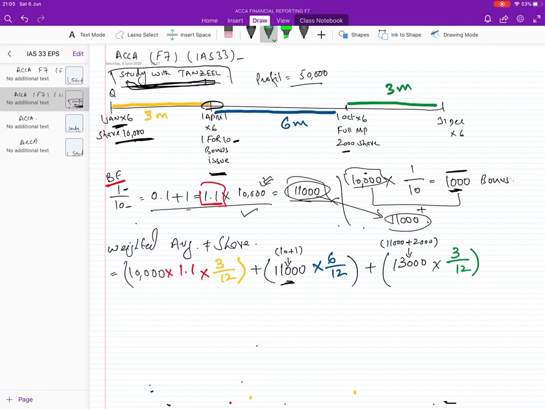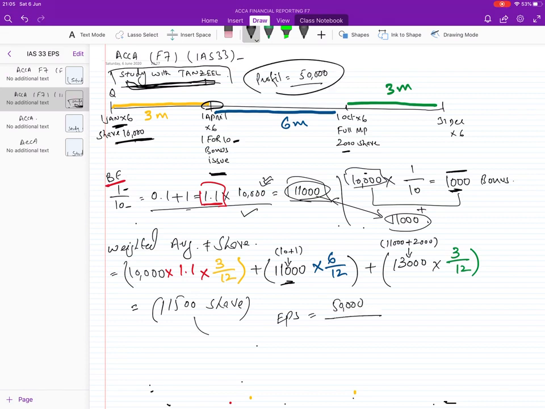If you calculate this, you will have a weighted average number of shares, which is 11,500 shares. To calculate EPS, just divide profit by the number of shares. Profit is 50,000 divided by the weighted average number of shares. So 50,000 divided by 11,500 means you will have $4.34 per share. This is your EPS.